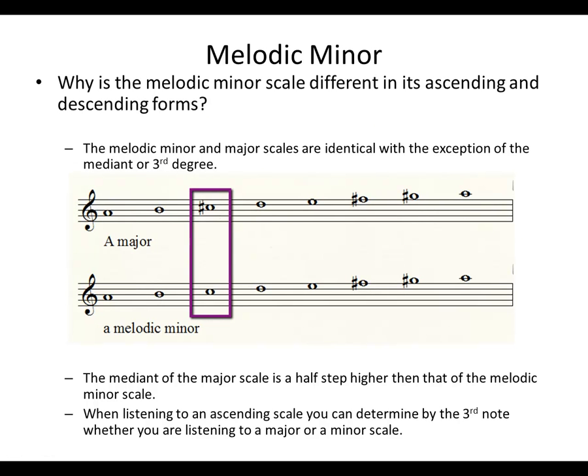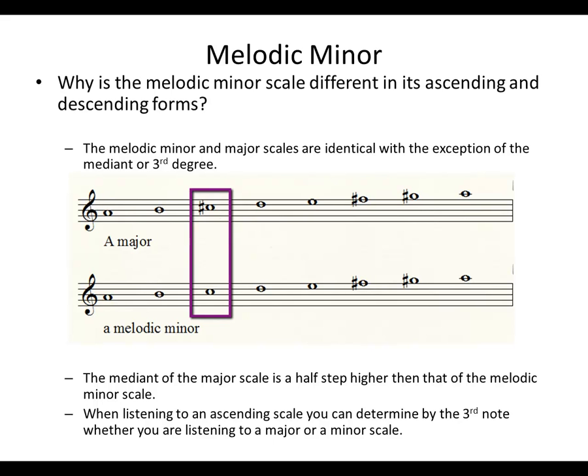Okay, now let's get back to this question of why is the melodic minor scale different in its ascending and descending minor forms. If you look at a melodic minor scale side by side with a major scale, they are actually identical with the exception of the 3rd scale degree.